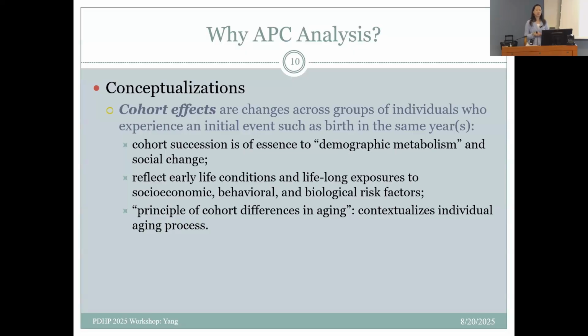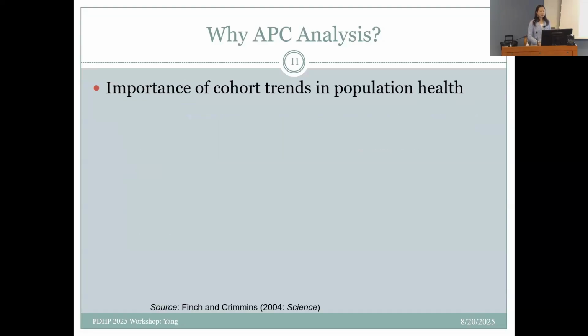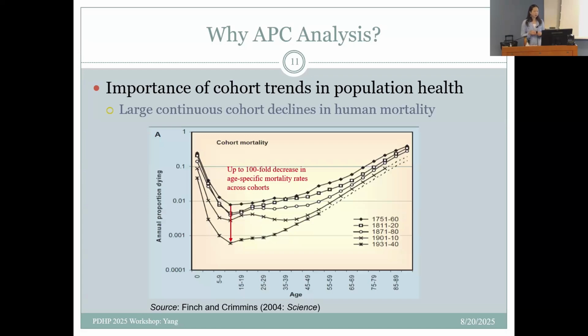In this case, the sociological theories advance this principle of cohort differences in aging, which talks about how birth cohorts contextualize the individual aging process. It can shape individual-specific trajectories of aging. As an example of the importance of cohort trends in population health, this is a famous article by Finch and Crimmins, published in Science, that documented large continuous cohort declines in human mortality.